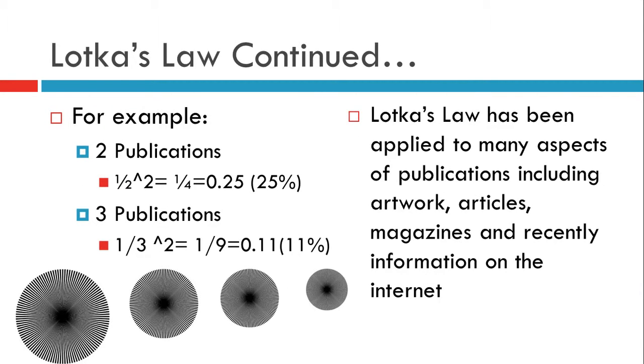For example, this would express that the number of authors writing 2 publications is 1 over 2 squared, which equals 1/4 or 25% of those creating 1 publication. So those producing 3 publications would be 1 over 3 squared, which is equal to 1/9 or 11% of those making 1 publication, and so on. The power function predicts the distribution of the ratio and the overall percentage of those creating these publications.